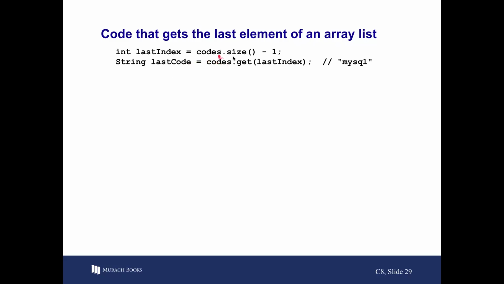This is the size. So if you say codes.size, this is the same thing as the length of an array. This tells you how many elements are in the array list. Remember, this is zero based. So if there are 10 elements in the array list, you would get them by getting element 0, 1, 2, 3 through 9. So codes.size would return 10, but the elements are numbered 0 through 9.